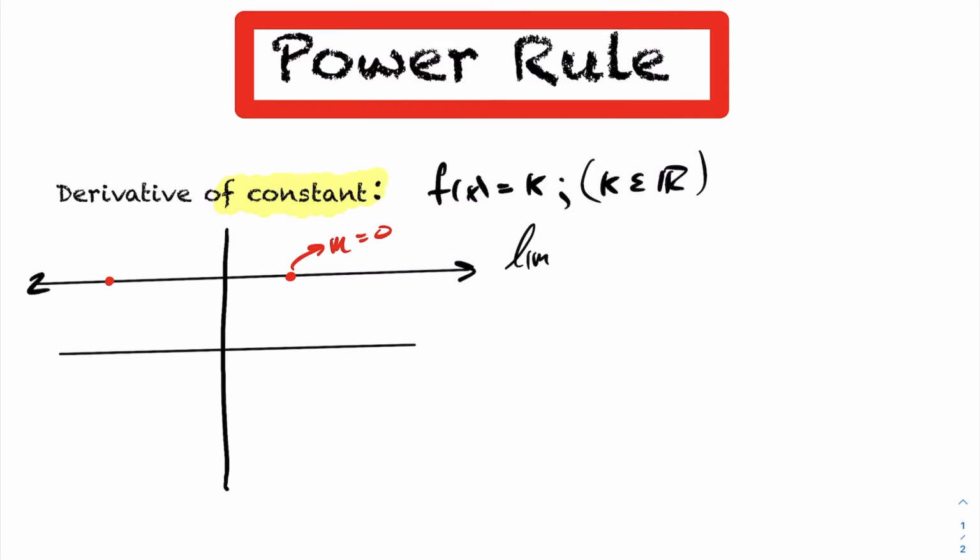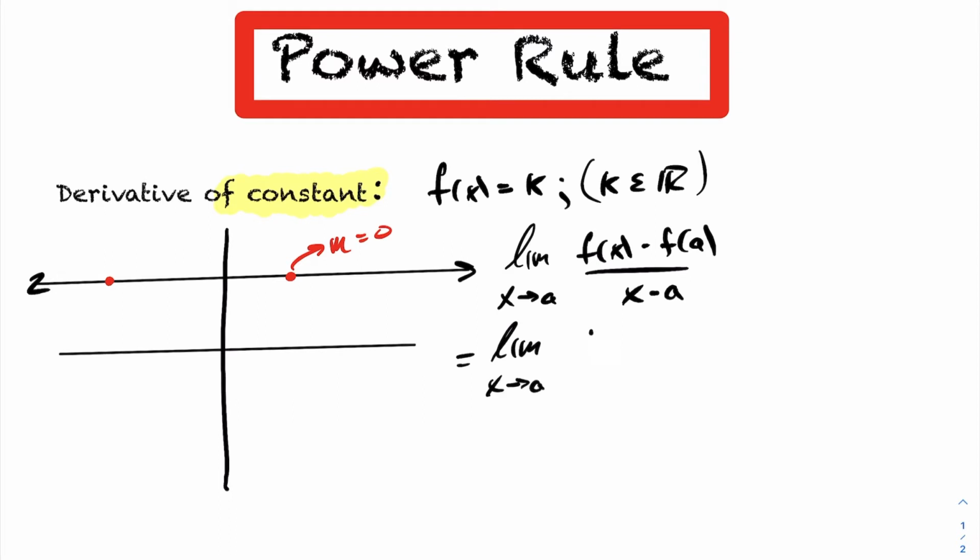So I'm going to take the limit. Again, here I'm using my alternative formula. If you missed that lesson, I'll link it in the top right hand corner. I'm going to take the limit as x approaches a of f(x), which is equal to k no matter what, minus f(a), which is also equal to k no matter what, divided by x minus a.